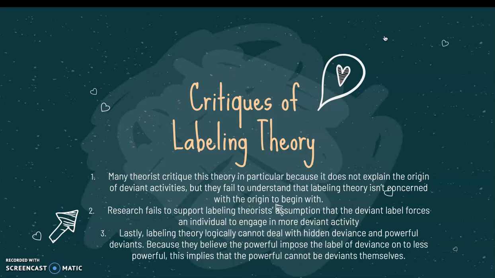A second reason it receives critique is because the research fails to support labeling theory's assumption that being labeled as a deviant is going to make you more deviant. And lastly, it's just not logical the way that it's presented. They present the fact that powerful people are the ones who impose labels, which implies that powerful people cannot be deviants themselves, which is not fair to say, and it's also not true. They fail to address that situation. What about people who are in power or hidden deviants, and are they not considered deviants? Either way, they fail to address it. So that is labeling theory.